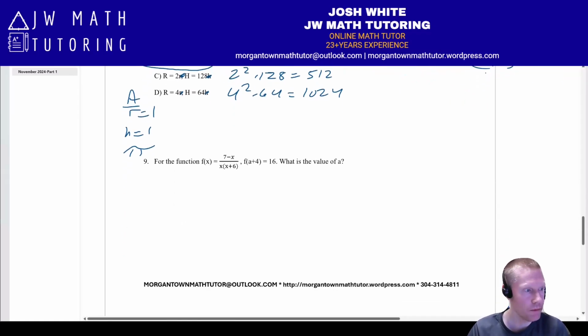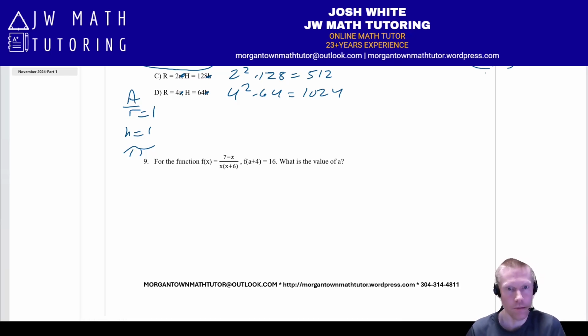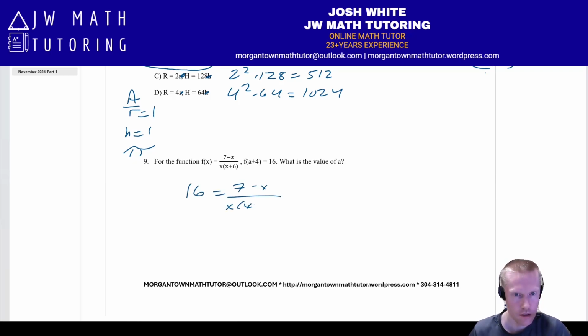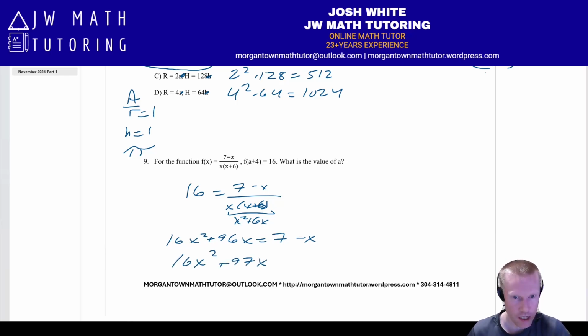Now for the next problem, below at number 9. Here you are given a function, and they tell you that f of a plus 4 for this function is equal to 16. Want to know what's the value of a. So a traditional way to do this would be to set this function equal to 16, and then solve this out for x. I'm just going to make this x squared plus 6x. Then you could cross multiply, and you're going to get 16x squared plus 96x equals 7 minus x. Then you get 16x squared plus 97x minus 7 equals 0.